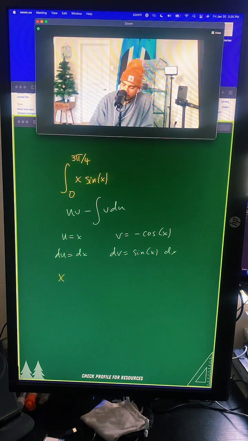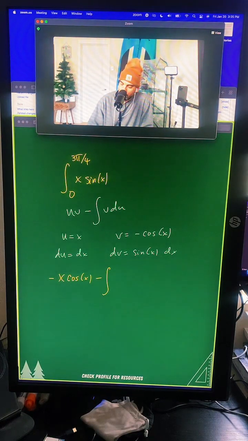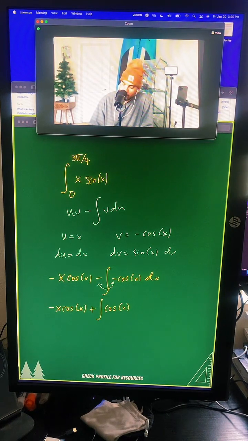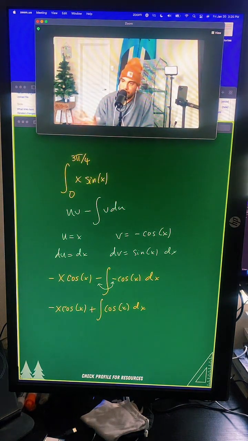So now we have negative x cosine of x. All I did was multiply the u and the v, minus integral of negative cosine of x dx. And let's fix a couple things here. This minus and the minus turns into a plus. So I have negative x cosine of x plus integral of cosine of x dx. Don't forget, we're not going to use the parameters yet. First, we're going to integrate the last part, and then we're going to put in our parameters. Integrating that cosine becomes plus sine of x.